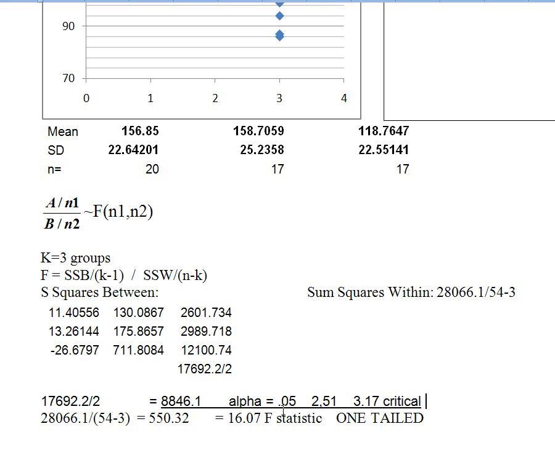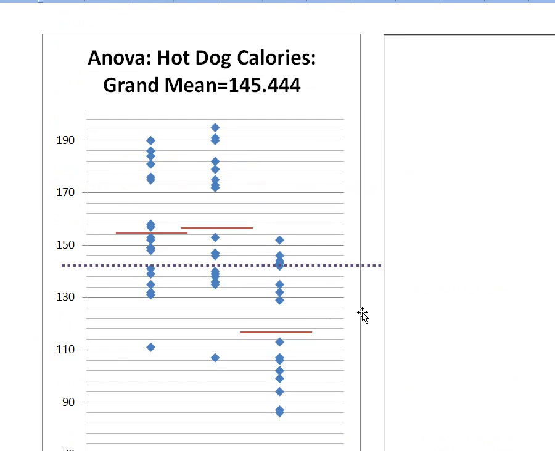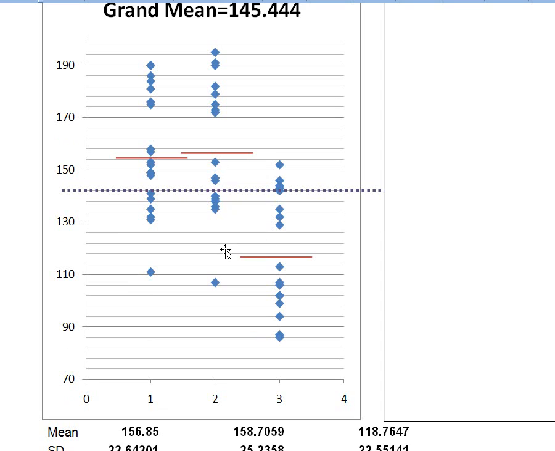So since the F statistic is bigger than the F critical, we would reject this and conclude that indeed, based on this sample of 54 hot dogs put in 3 different groups, at least one of these groups is not like the others.